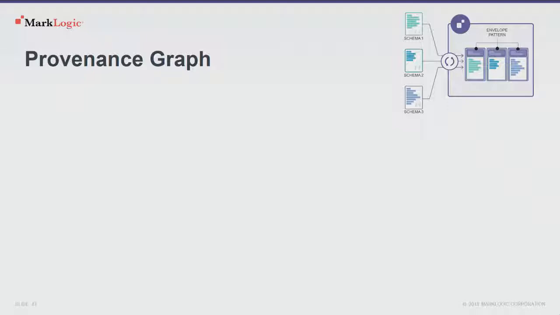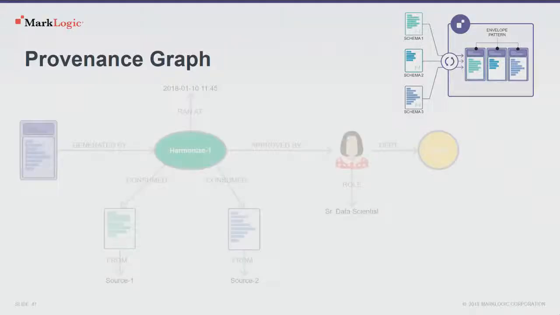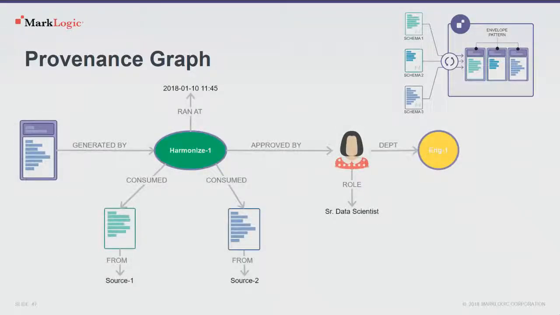Here's our provenance graph. Remember, we've done our transformation now, but somebody comes back later on and says, this transformed document, where did it come from? Who made it? Who approved it? When was it done? What documents did it come from? So we have a provenance graph made up of the envelope document, the process that generated it, and the document or documents that went into that process.